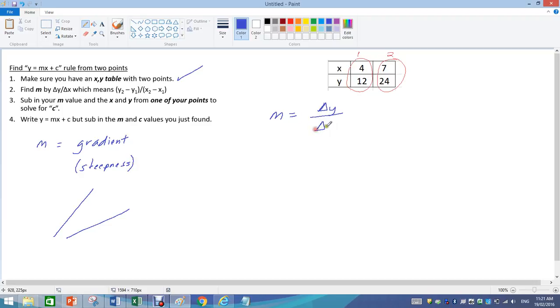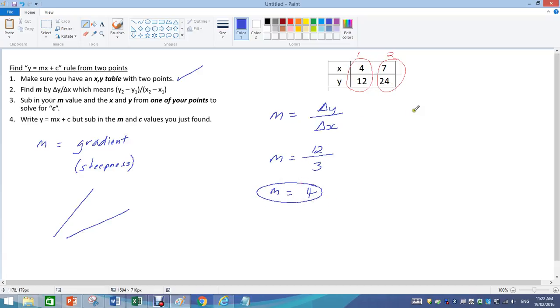So there are a couple of ways you can do this. We can just look at the table and say, well, how much did the y change by? It went from 12 to 24, so that's a change of 12. Divided by the change in x. Well, x changed from 4 to 7. That's a change of 3. So that means 12 on 3 is 4. So the gradient is actually 4.